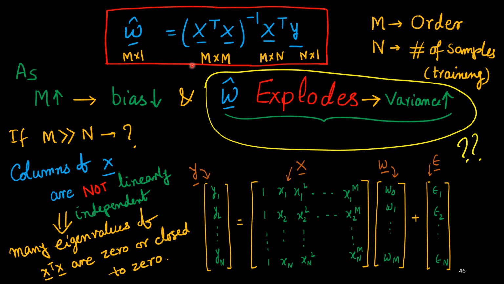So this value particularly is very large, but this other one is not very large. But if this is multiplied with something, the value will become very large. So thus W will explode.